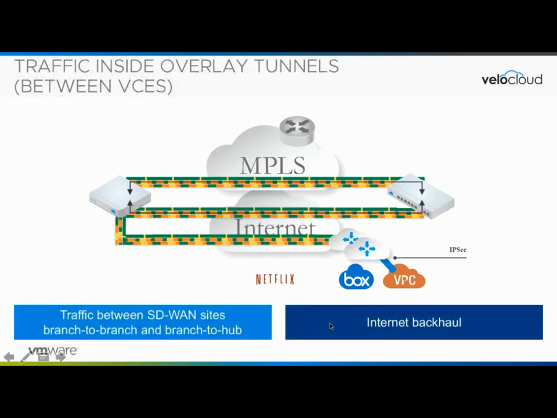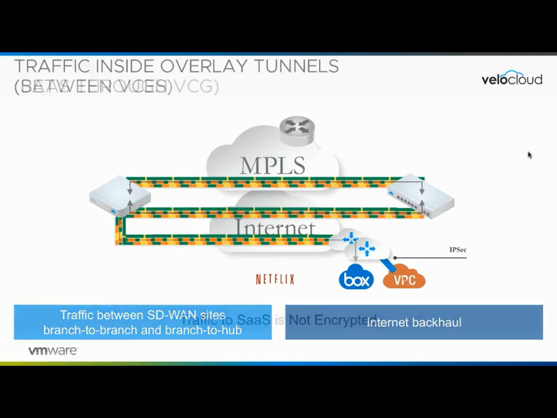Let's talk about the other scenario here, internet backhaul. Those overlay tunnels are built up, but when it's low priority traffic, which is Netflix, that traffic is not going to go onto those overlay tunnels. It will go underlay, direct to Netflix. So you can have overlay tunnels between branch to branch or branch to hub. With branch to hub, you can do internet backhaul.